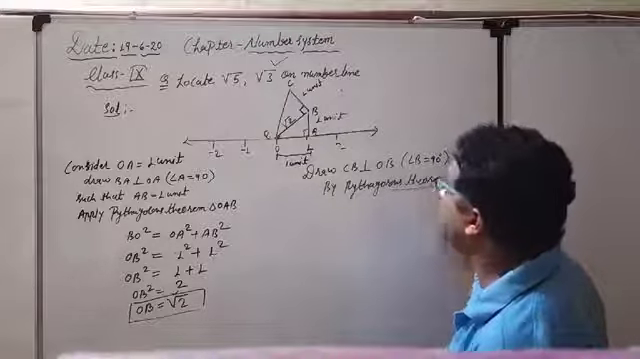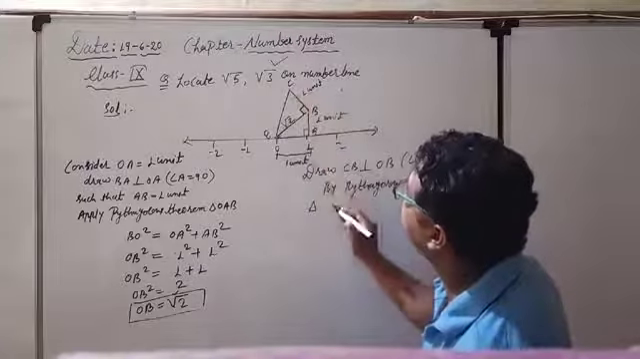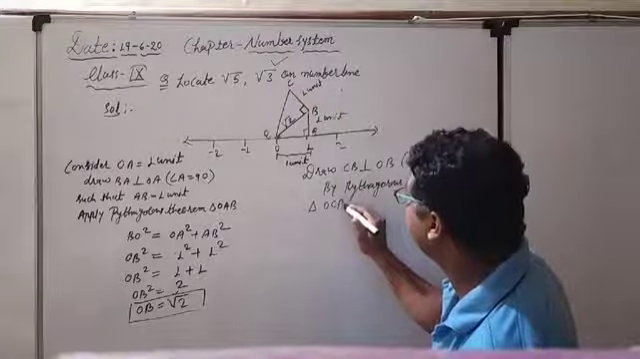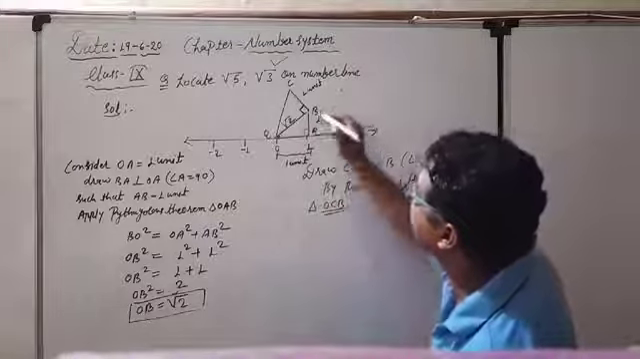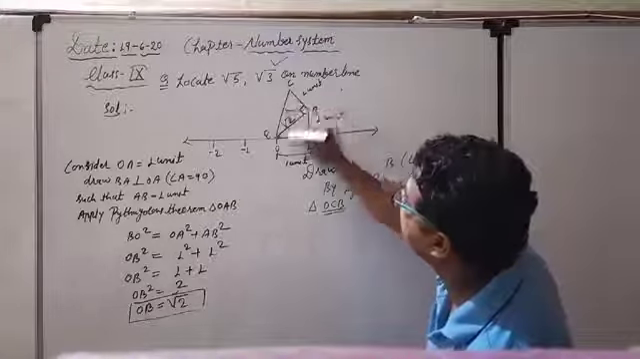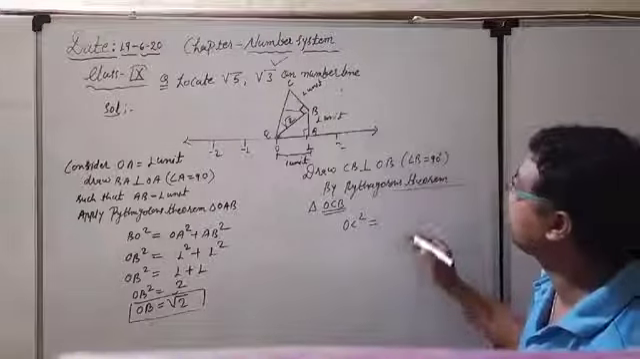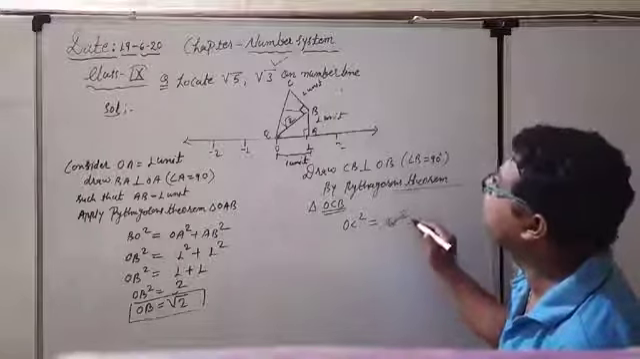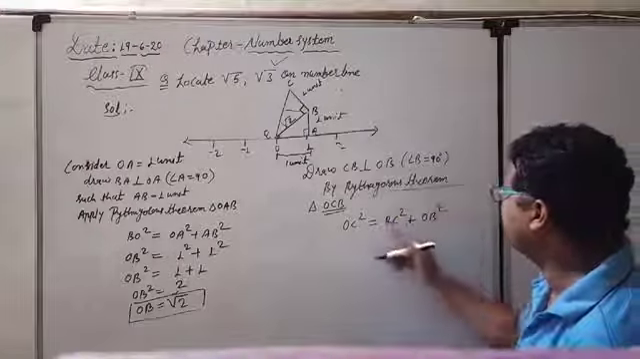And by the Pythagoras theorem, again see the triangle. What is the triangle I have considered this time? OCB, this particular triangle, the second triangle. And according to that, what is the hypotenuse here? The side opposite the 90 degree is the hypotenuse. So OC square, that is the hypotenuse square, should be equal to perpendicular square, meaning BC square, plus base square, meaning OB square. We have both the values.